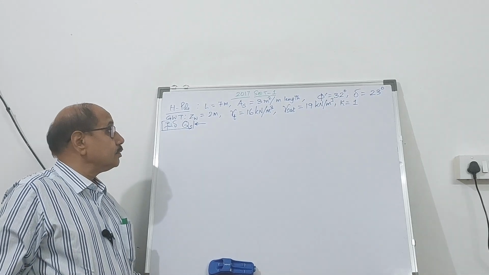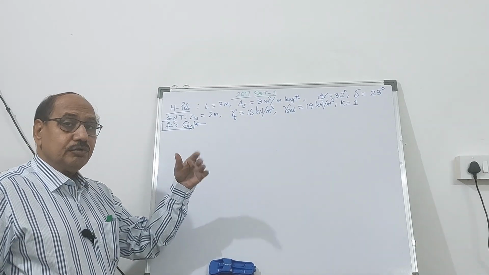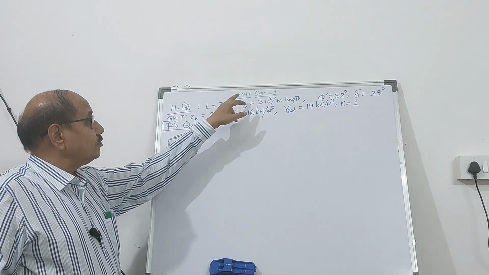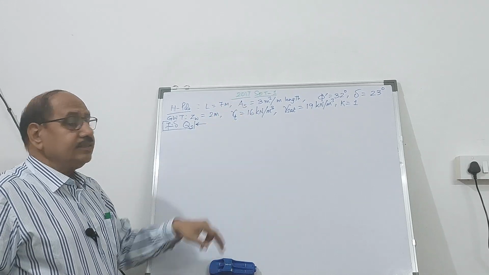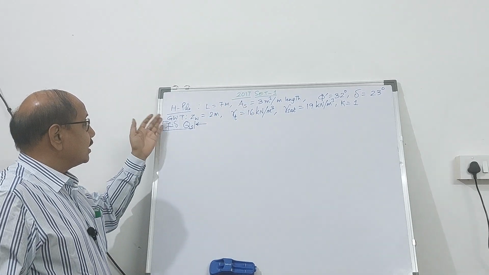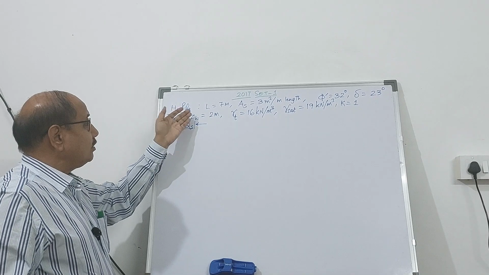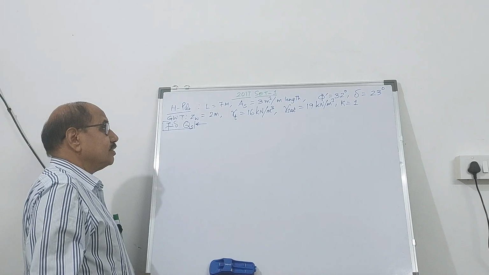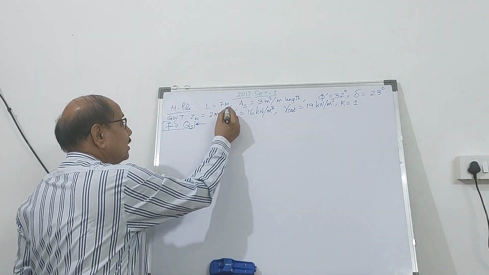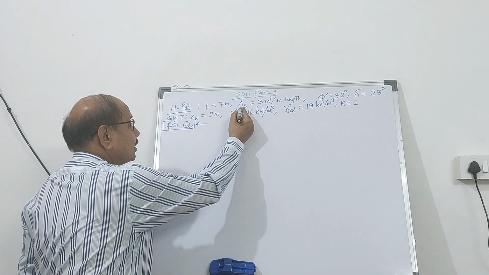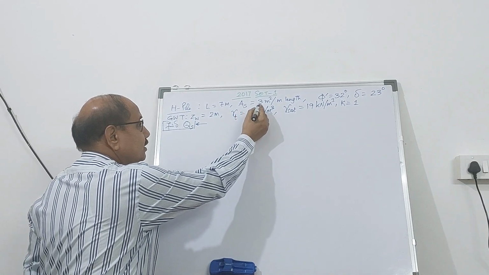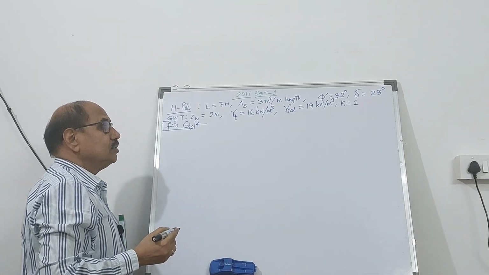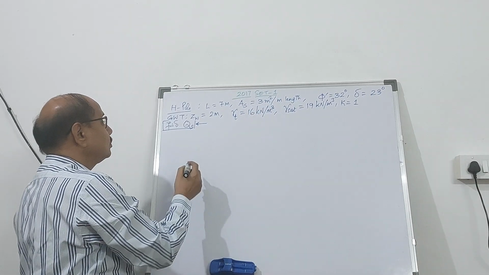Hello, friends. In continuation of the previous videos, now this is the problem of GATE 2017. As you can see, there is an H pile which is driven into sandy ground. The length of the pile is 7 meter, and the surface area of the H pile is given as 3 meter square per meter length. The ground properties are given to you.